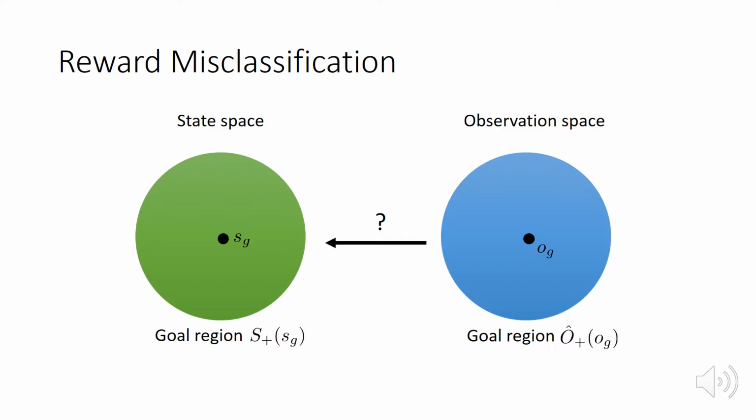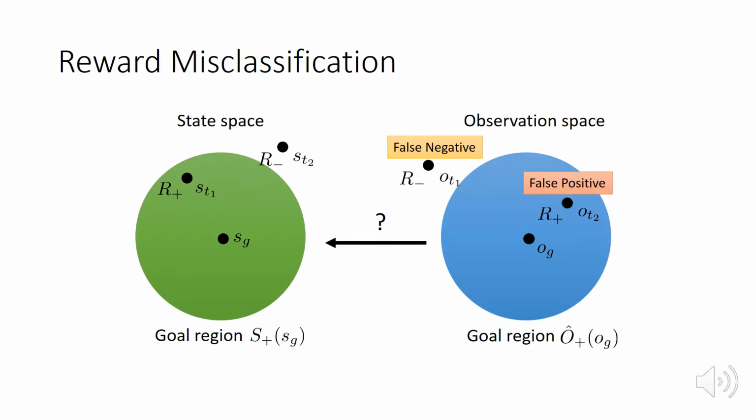Now there will be two types of reward misclassifications. Given a state ST1 that receives a positive reward, if the corresponding observation OT1 is outside of the blue circle, it will receive a negative reward, and thus creating a false negative. Similarly, for a state ST2 that is outside the green circle, the corresponding observation OT2 might be inside the blue circle, and thus become a false positive. Now, which type of mistake is worse?